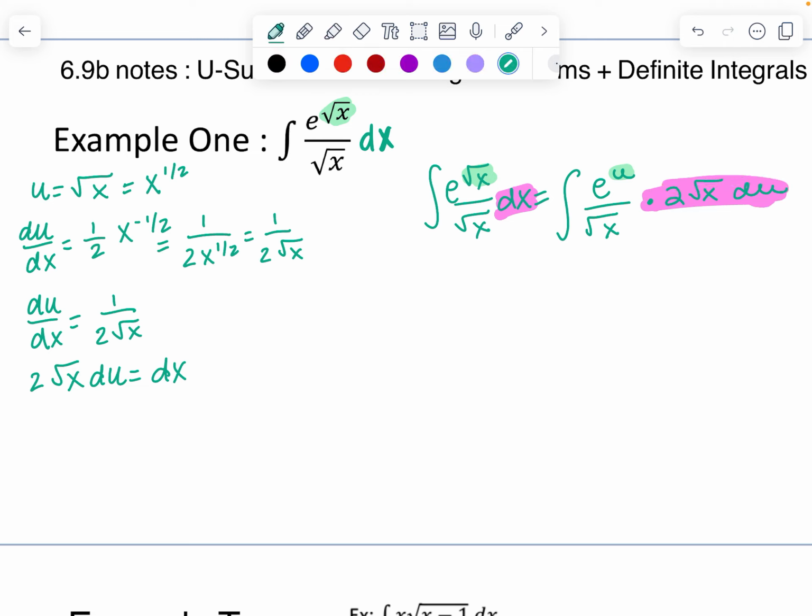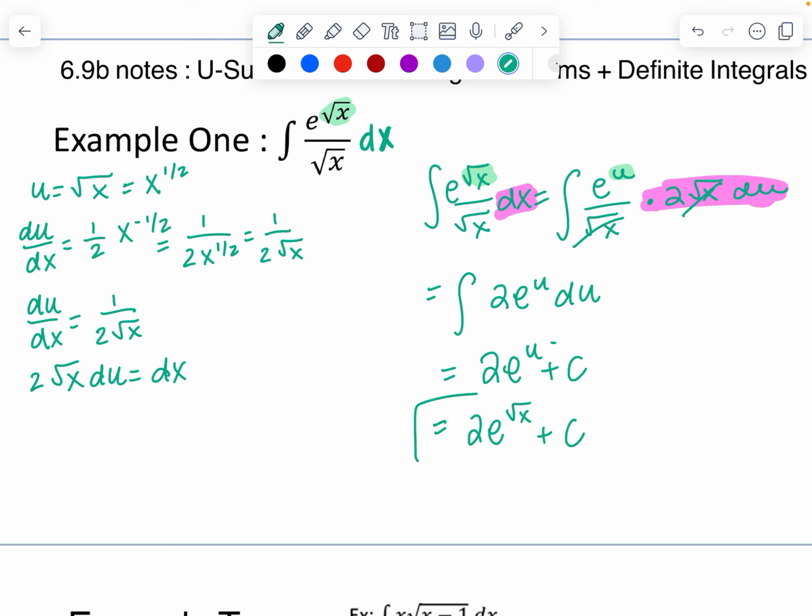And now I'm just going to do some simplification. These two things will cross each other out. So I'm going to move the 2 in front of the e, and I get this expression right here. Then I take the antiderivative, and that equals 2e to the u plus c, and then I have to go back and replace the u. I have to get it back in terms of x instead of u. So it'll be 2e to the square root of x plus c.